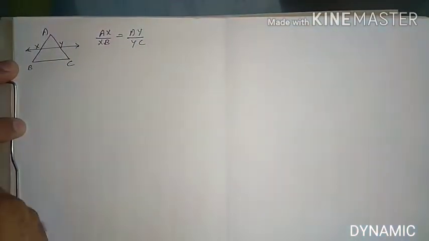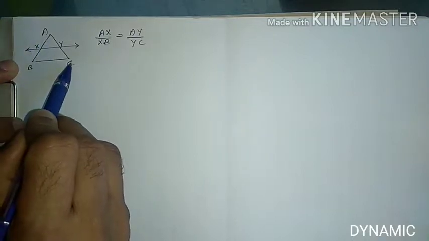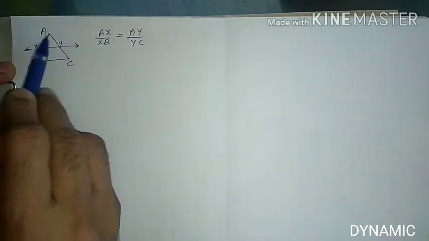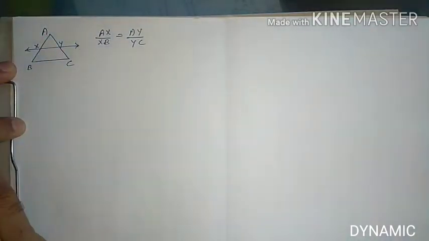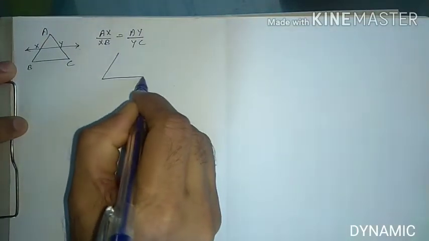This is BPT. If a line is drawn parallel to one side, intersecting the other two sides in two distinct points, then the other sides are divided in the same ratio by it. That is BPT. The second one we did is the property of angle bisector.